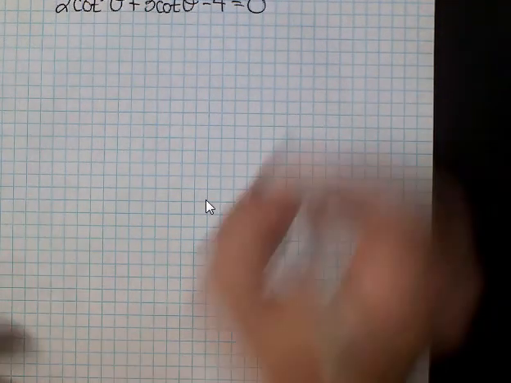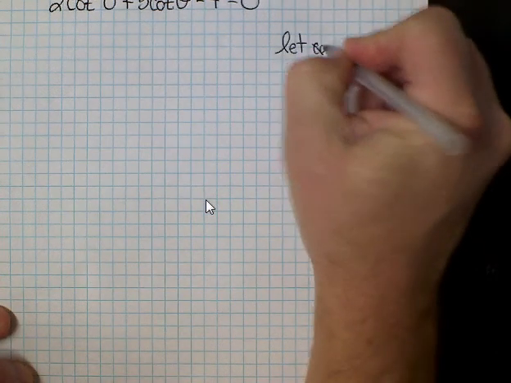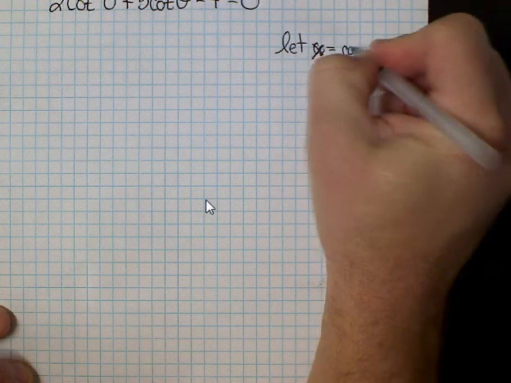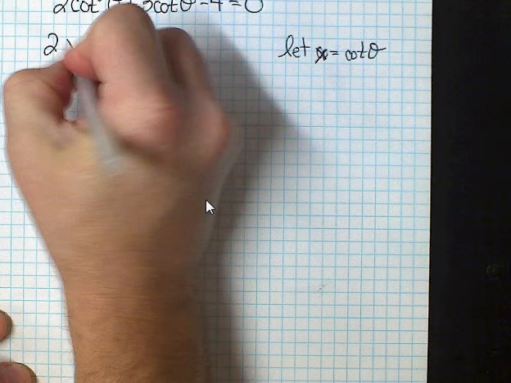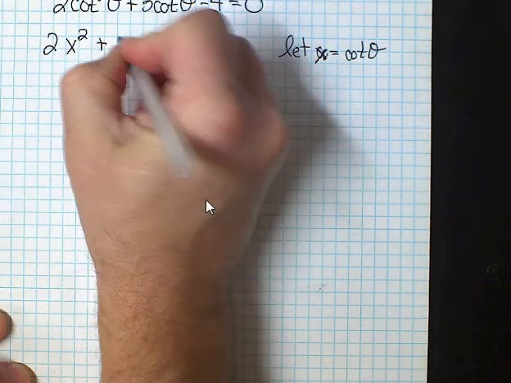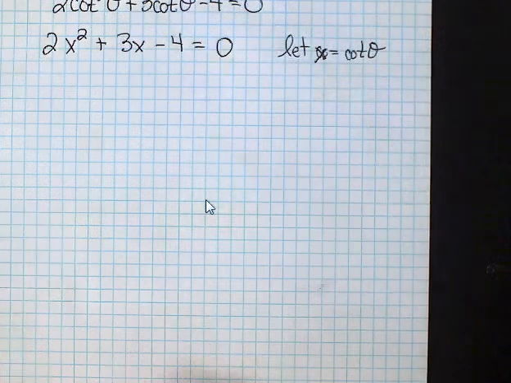So what we're going to do over here is let x equal cotan theta. And then we're going to come back over here and just rewrite the question as a quadratic: 2x squared plus 3x minus 4 is equal to 0.